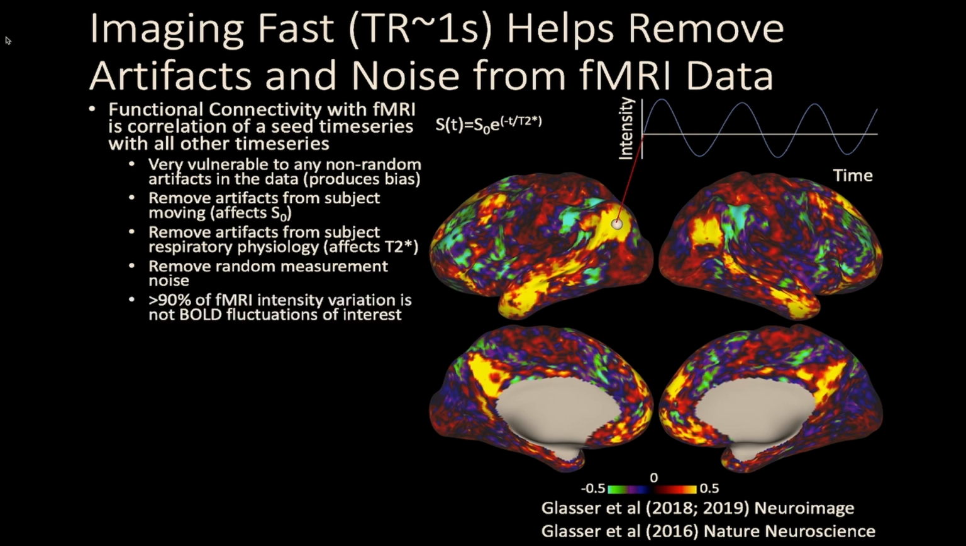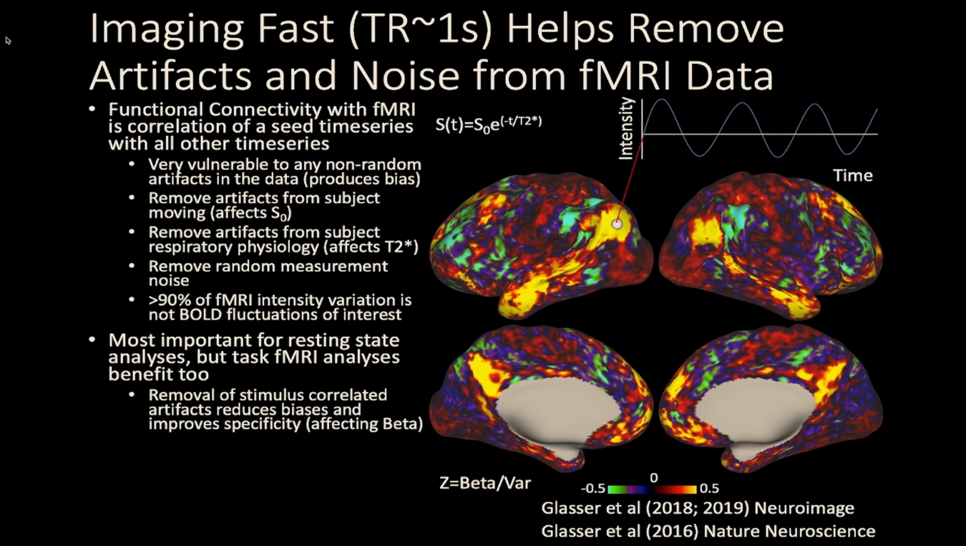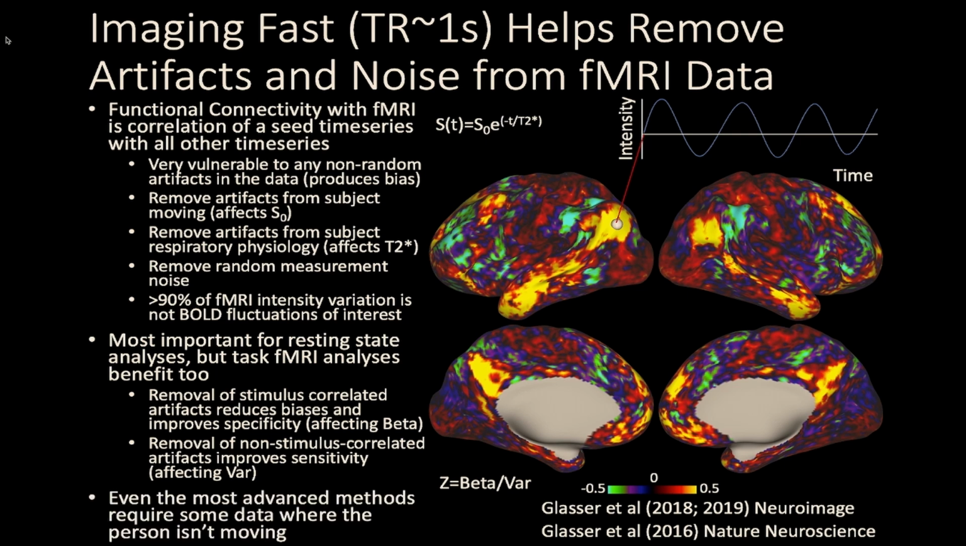The point I'm trying to illustrate here is that most of the variation in fMRI data is not what you're interested in. So you really have to undertake these cleanup methods: remove the head motion, remove the respiration, remove the random noise. And that's really helped by having a fast TR of around a second. It's most important for resting state analyses, but task fMRI analyses benefit too. You can use this to remove stimulus correlated artifacts that will affect your beta maps, and also the non-stimulus correlated artifacts and noise that affect your statistical significance.